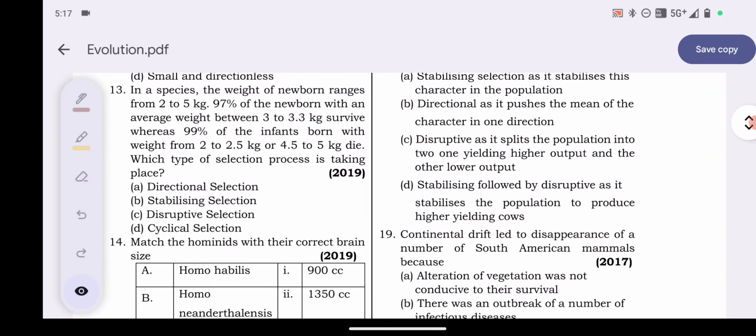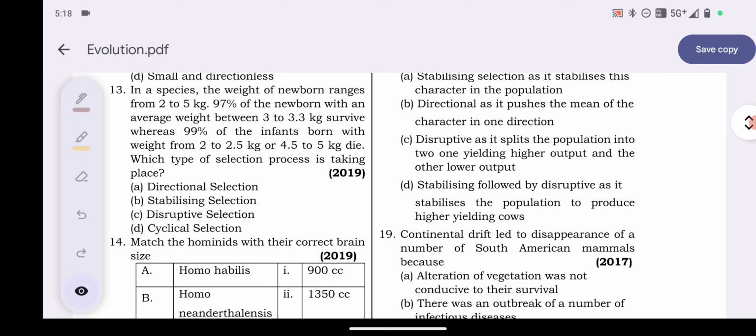In a species, the weight of newborn ranges from 2 to 5 kg. And 97% of the newborn with an average weight between 3 to 3.3 kg survive, whereas 99% of the infant born with weight from 2 to 2.5 kg or 4.5 to 5 kg die. What type of selection process is taking place? Directional selection, stabilizing selection, disruptive selection, cyclical selection. So, according to the question, it is the option B, stabilizing selection. Okay, option B is the answer.